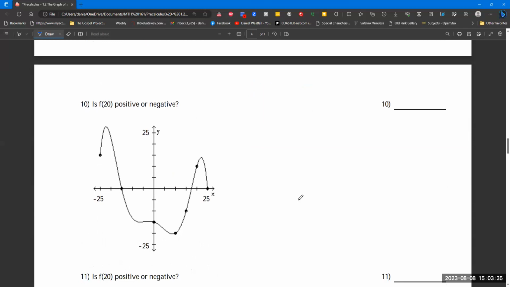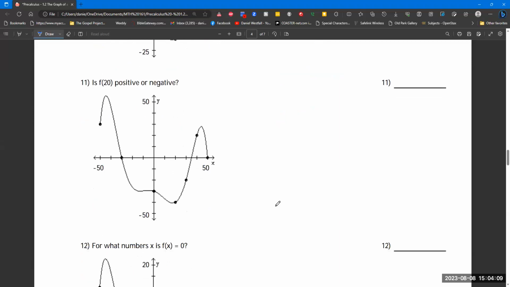Let's look at f of 20. We can't tell exactly where f of 20 is, I don't think. I guess we can, it's that point right there. We just want to know, is that y value positive or negative? It's above the x-axis, somewhere right in there. I think it's probably around y equals 10, but it's going to be a positive y value.